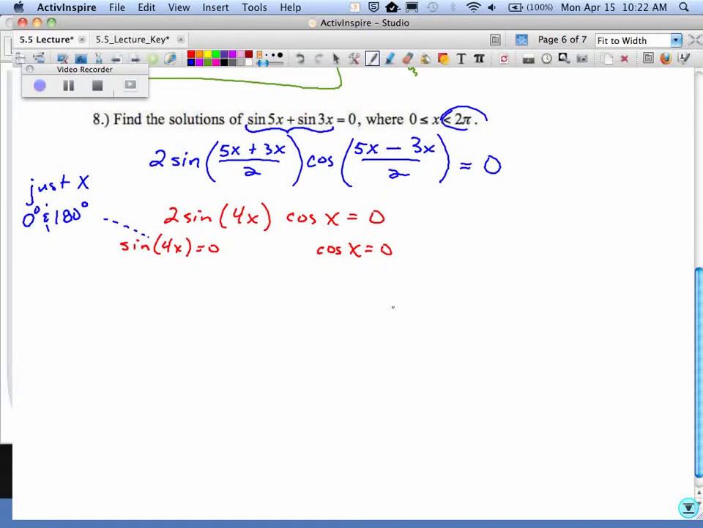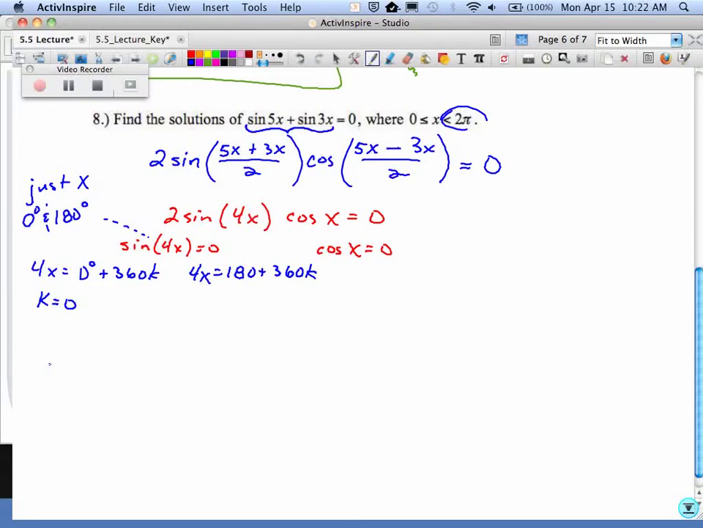So 4x equals 0 degrees plus 360k, and 4x equals 180 plus 360k. What value does k start at? K will start as a 0. If you start with a negative integer, remember k is an integer, so if you start with a negative, you're outside the 0 to 2 pi range.